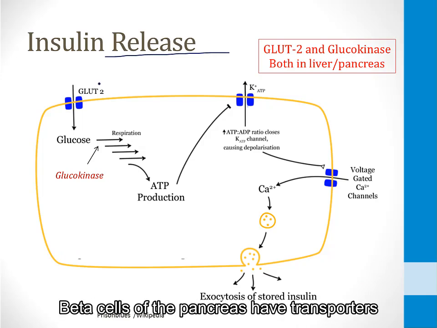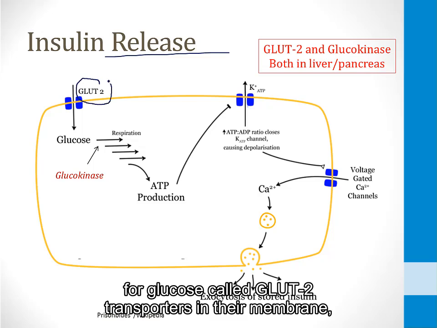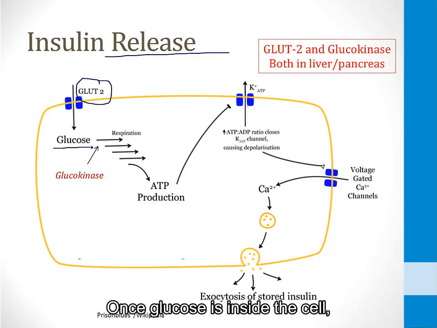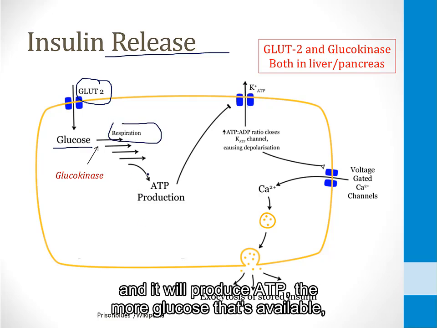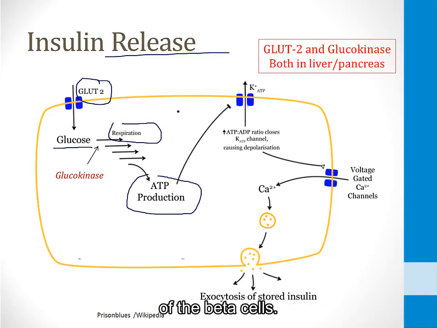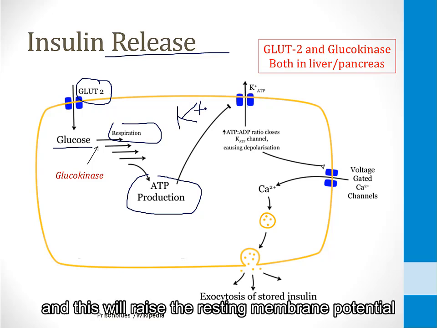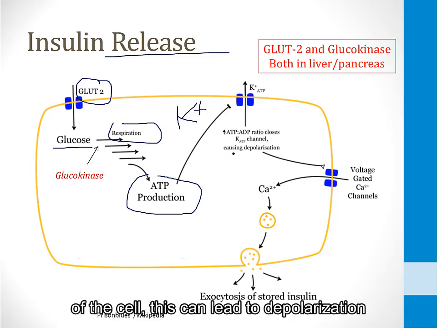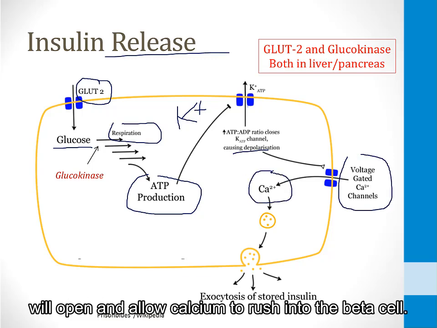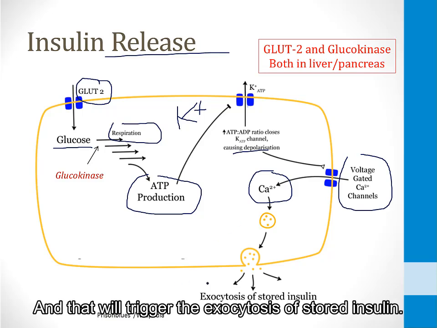Beta cells of the pancreas have transporters for glucose called GLUT2 transporters in their membrane, and these transporters will take up glucose and bring it into the cell whenever it's available. Once glucose is inside the cell, it will be metabolized by glycolysis and aerobic respiration, and it will produce ATP. The more glucose that's available, the more ATP that will be produced. ATP can close potassium channels in the membrane of the beta cells, and when it does this, it will cause potassium to be trapped inside the cell, and this will raise the resting membrane potential of the cell. This can lead to depolarization, and when that occurs, voltage-gated calcium channels will open and allow calcium to rush into the beta cell, and that will trigger the exocytosis of stored insulin.